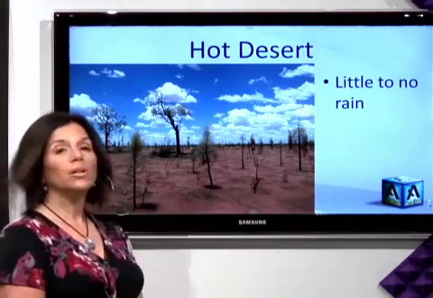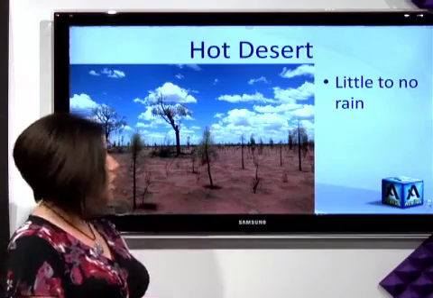The hot desert. A desert region receives little to no rain. Those areas that do get a little bit of rain have some plant life, but they don't survive very long. Most of the time it's very hot and dry here, and the sun shines all day long. At night, desert regions tend to get cooler.